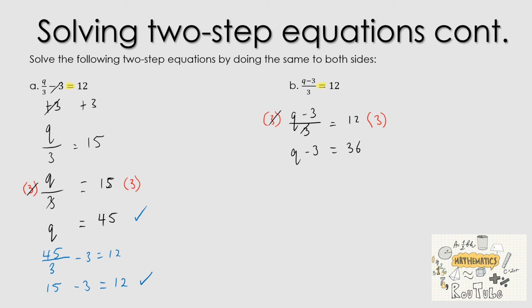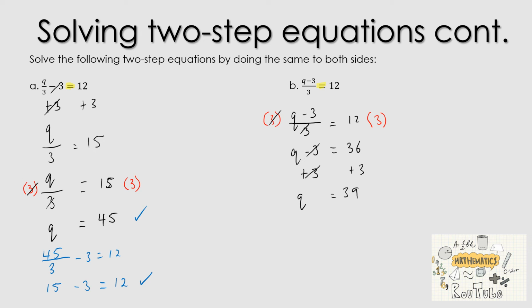And now we've got a one-step equation, so we use our inverse operation, which is to add 3 to both sides, and then we can cancel these 3's, which becomes q equals 39.